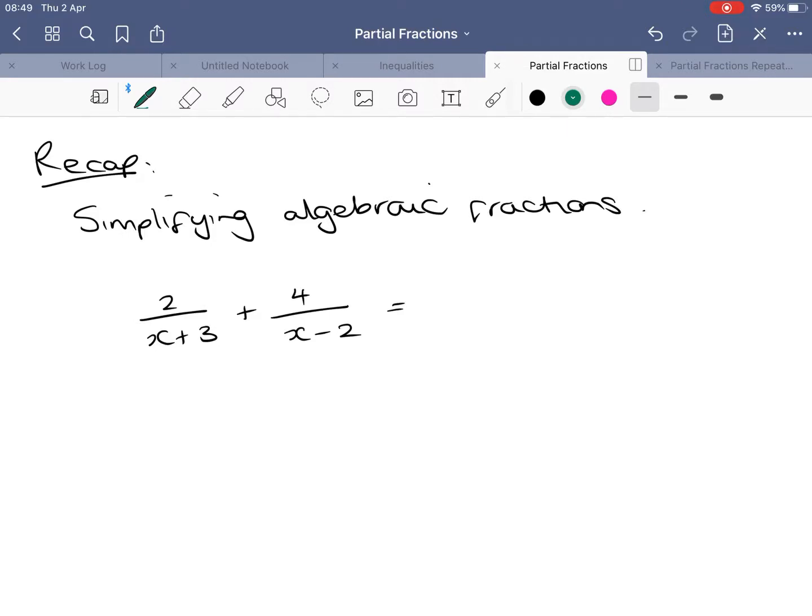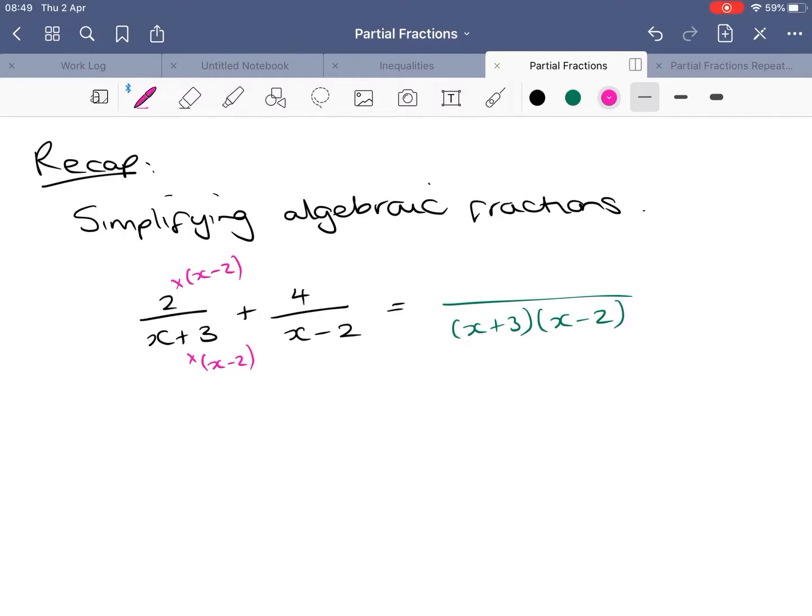Well, I want to make my denominator x plus 3 multiplied by x minus 2, because then they've got both factors in there. So let's look at this first fraction. What do I have to do to the 2 over x plus 3 to make the denominator x plus 3 times x minus 2? Well, I've got to times it by x minus 2. And with equivalent fractions, whatever we multiply the bottom by, we have to multiply the top by exactly the same. So I have to do the same to the top.